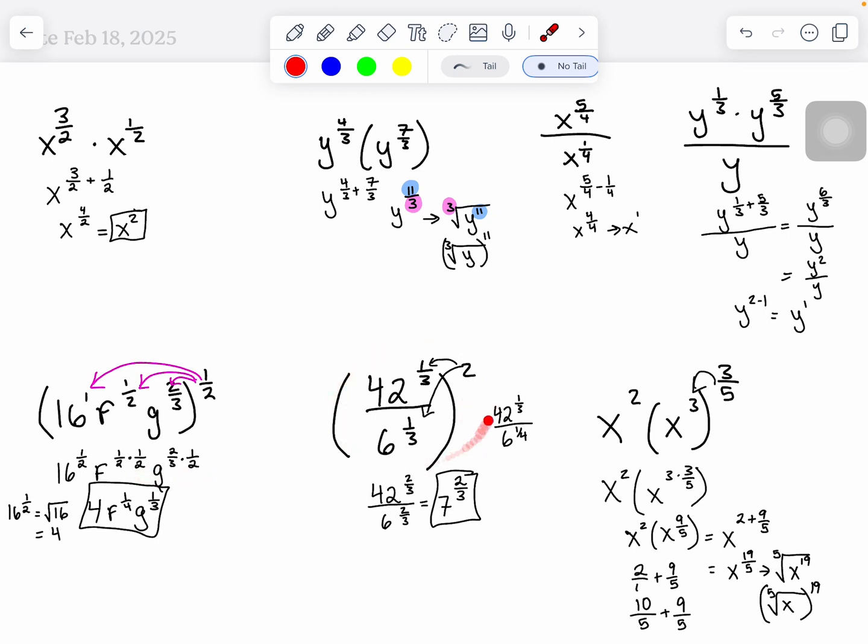And then this guy was tricky. If our bases are different, we do not subtract if we're dividing. But if our exponents are the same, we can still divide, but we keep that exponent on there.